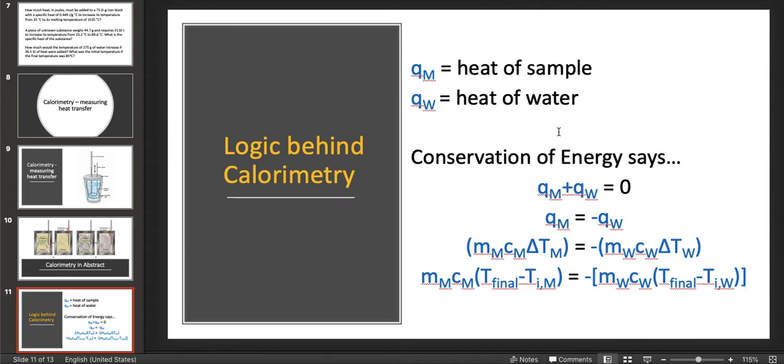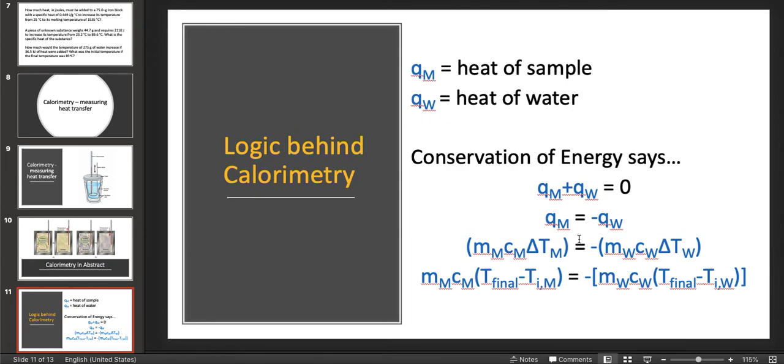This is the logic then behind calorimetry problems. Because we have the conservation of energy, meaning energy cannot be destroyed nor created, that means that the heat of one system, the heat of my sample, it could be a metal, whatever it is, and the heat of water typically, the sum of these two is going to equal 0, because that's what the law of conservation of energy says. Energy is neither created nor destroyed, which means that these two have the same value, but they have opposite signs.